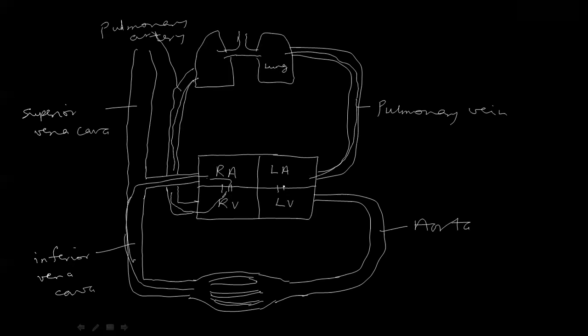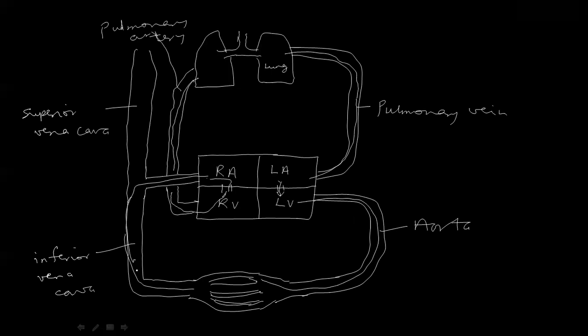So now we have oxygenated blood being pumped through the pulmonary vein to the left atrium. And then the left atrium pumps the blood through the bicuspid valve into the left ventricle. From the left ventricle, the blood is pumped through the aorta all the way to different parts of the body, right? So this is a quick overview of how the circulation occurs.